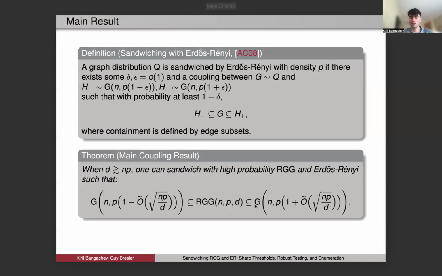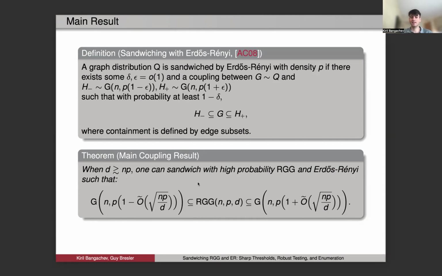We show that such a coupling exists whenever the dimension is more than n times p. And we know that this is tight, so we can also show that when the dimension is less than n times p, up to some logarithmic factors, it is impossible to couple in such a way.